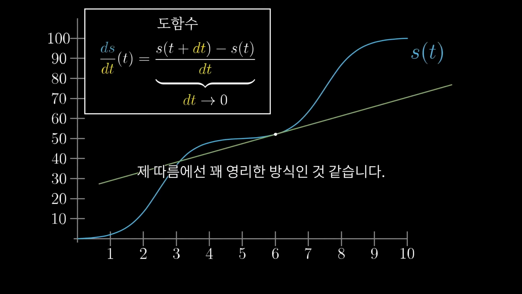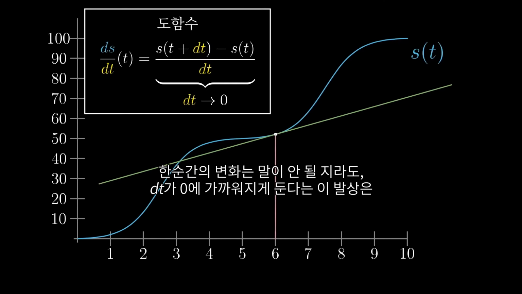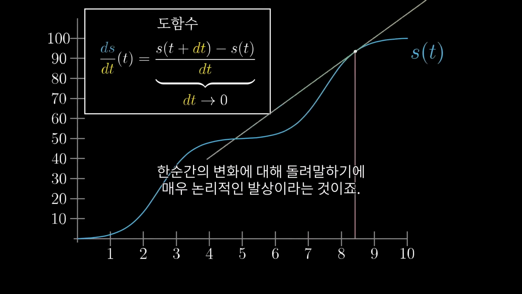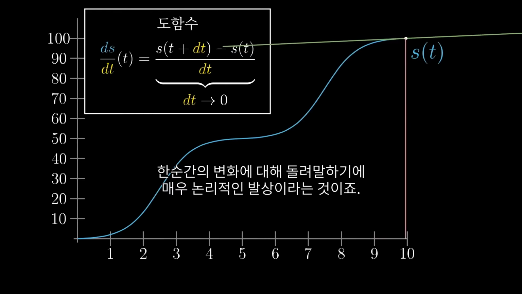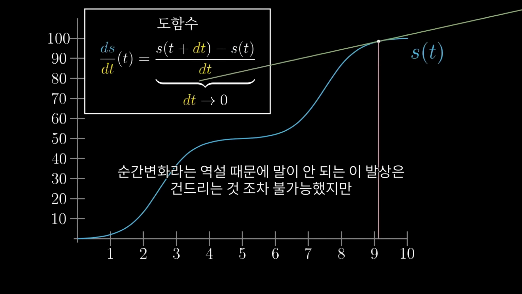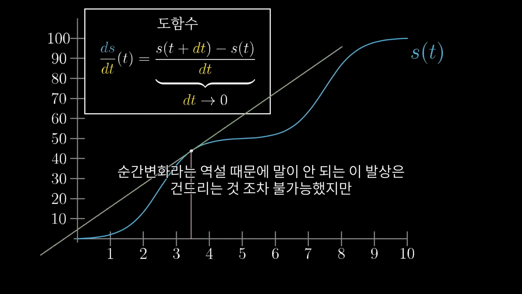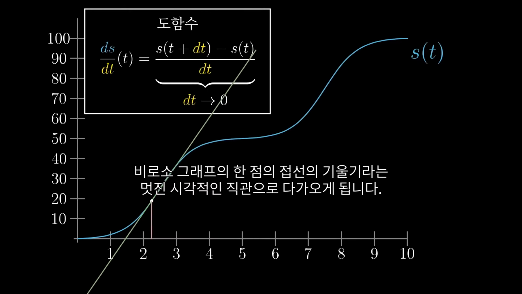I think that's really clever. Even though change in an instant makes no sense, this idea of letting dt approach zero is a really sneaky backdoor way to talk reasonably about the rate of change at a single point in time. Isn't that neat? It's kind of flirting with the paradox of change in an instant without ever needing to actually touch it. And it comes with such a nice visual intuition too, as the slope of a tangent line to a single point on the graph.